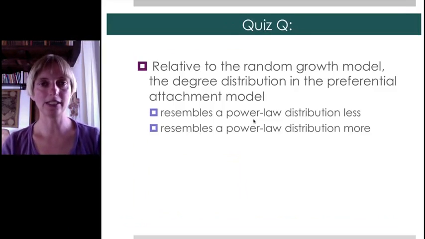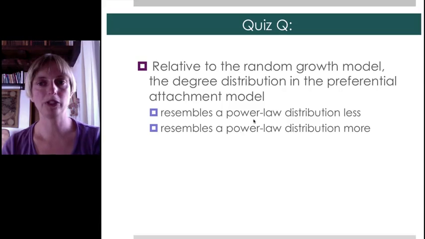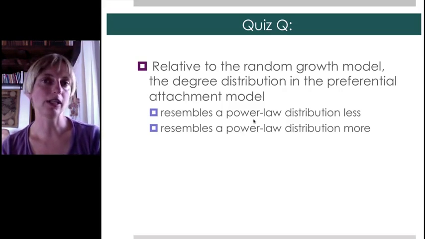Just to test your understanding, relative to the random growth model, the degree distribution in the preferential attachment model is going to resemble a power law distribution less or more.